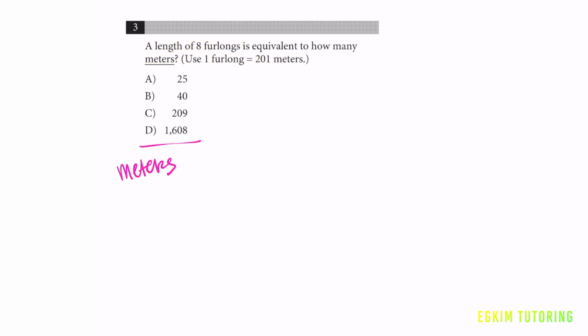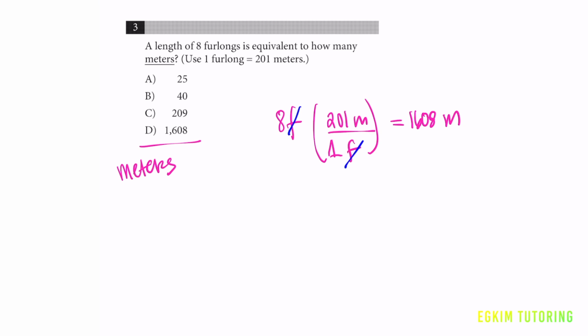If you want to use dimensional analysis, then you would write down 8 furlongs and then multiply it by the conversion that they gave you. Just make sure you use the units that you're looking for on top. So in this case, we would say 201 meters over 1 furlong, and then the furlongs would cancel out, and then you would end up with 1608 meters. This method is totally fine if you're comfortable setting up the conversion.